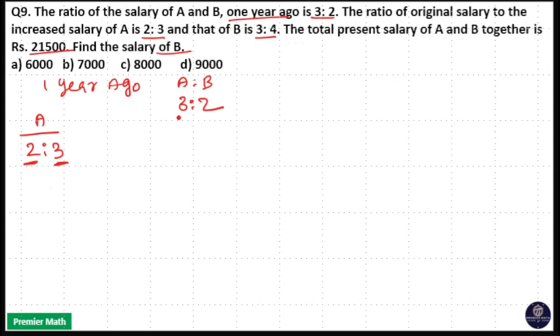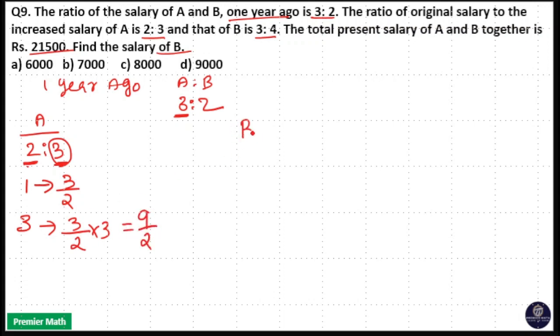But here it is showing 1 year ago salary of A was 3 unit. So we have to calculate the present salary for 3 unit. If it was 2, it will become 3. If it was 1, it will become 3/2 unit. So if it is 3, it will become 3/2 into 3 is equal to 9/2 unit.